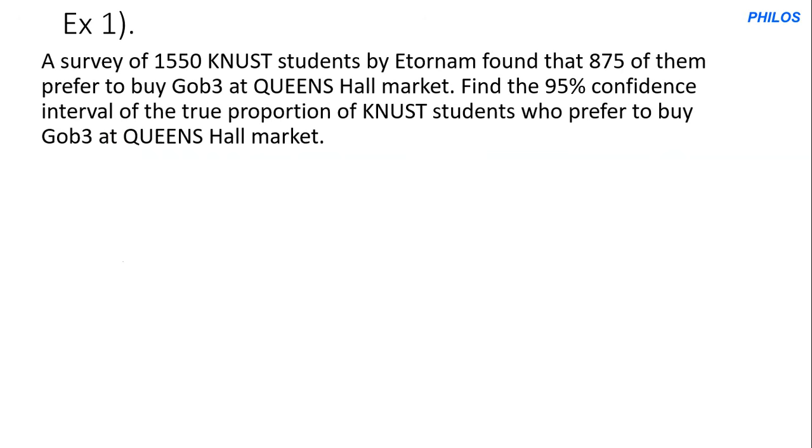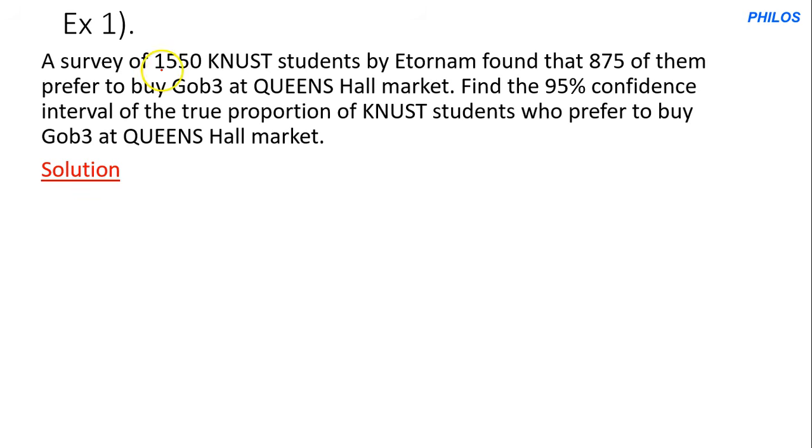So the first question says, a survey of 1,550 KNUST students by Etonam found that 875 of them prefer to buy gobe at Queen's Hall Market. Find the 95% confidence interval for the true proportion of KNUST students who prefer to buy gobe at Queen's Hall Market. Now to solve this, the first thing we need to know is our sample proportion.